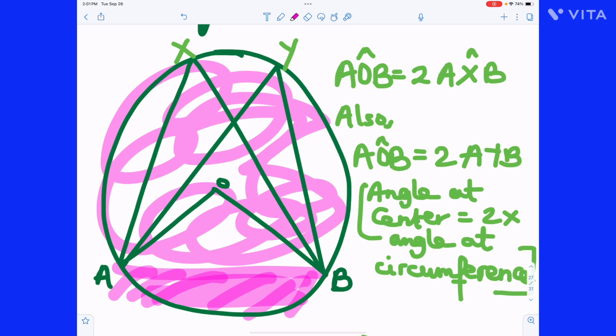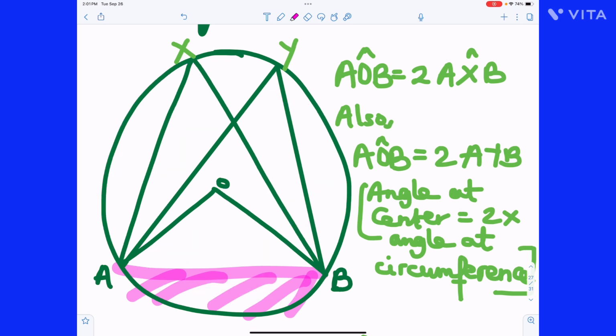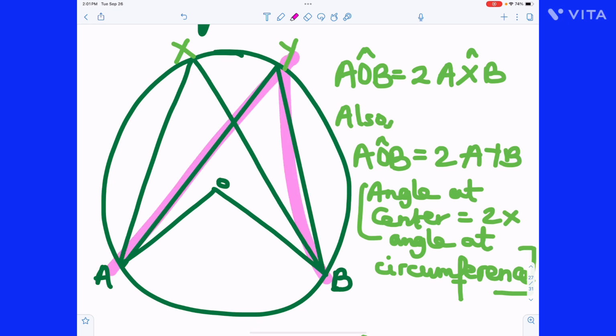Now, you will easily see that these two angles, AYB and AXB, are both in the what? Major segment. Those two angles are both in the major segment.